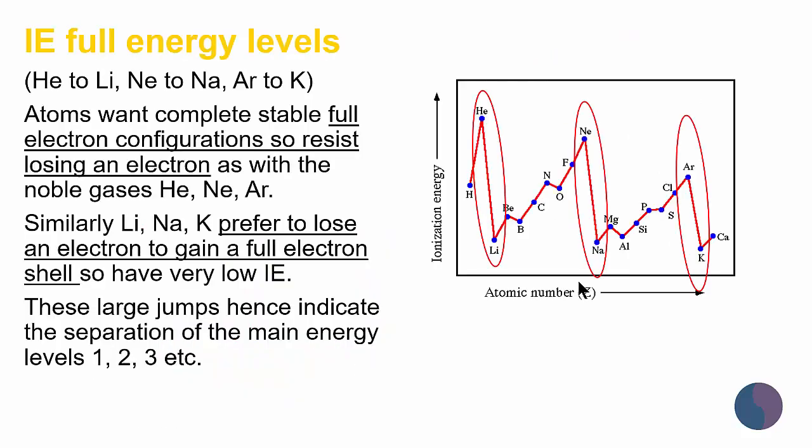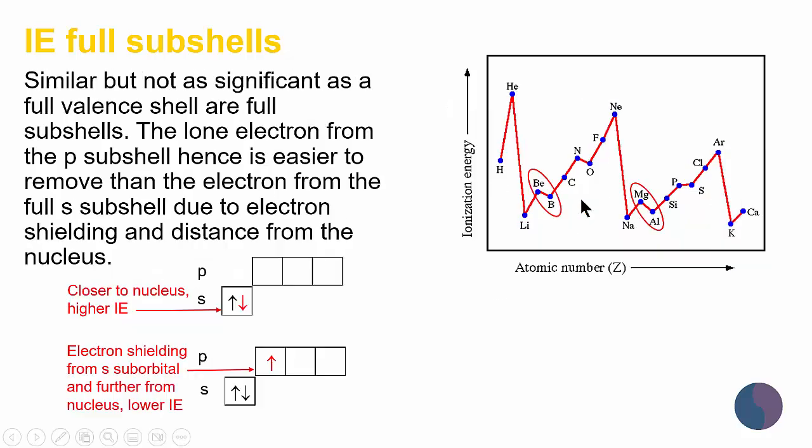Now the shells, which we've talked about before, these large jumps are because this is in one shell and they're a lot harder to remove. But when you jump to another shell, it's a long, long way away with only 1 proton increase but a huge distance increase, and so it's much, much easier. So these large jumps indicate the shells, the energy levels.